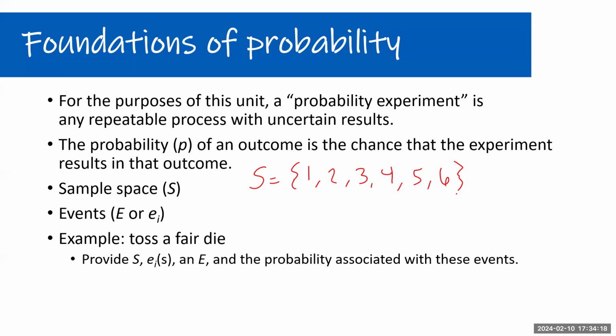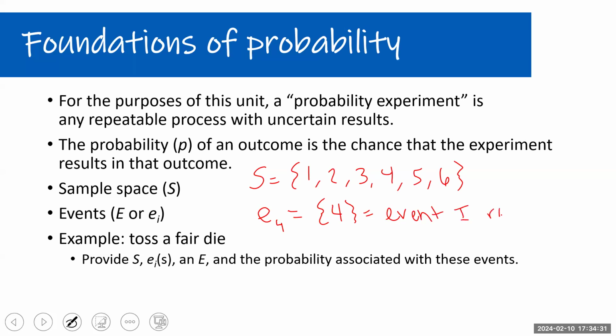I can talk about a simple event. Let's say that it's E4. This is the event that I roll a 4. I can also name a compound event. So let capital E be the event you roll an even.